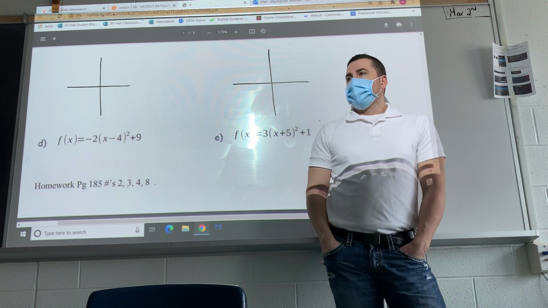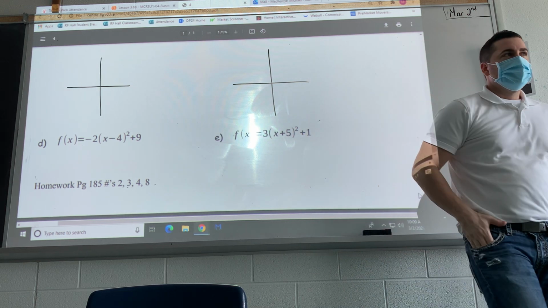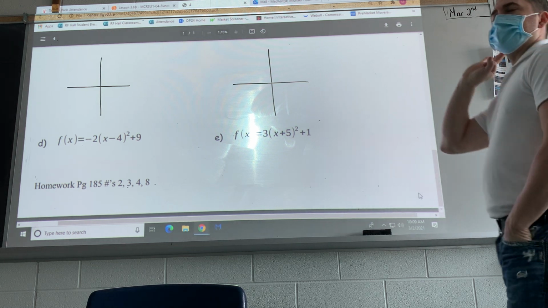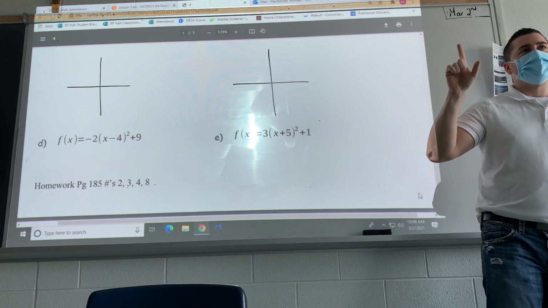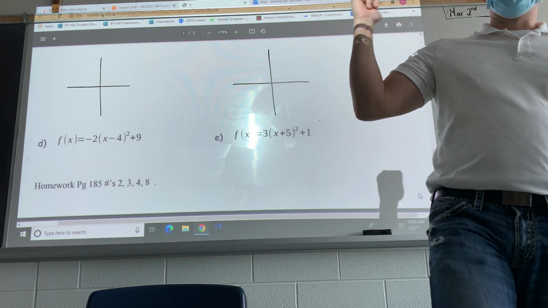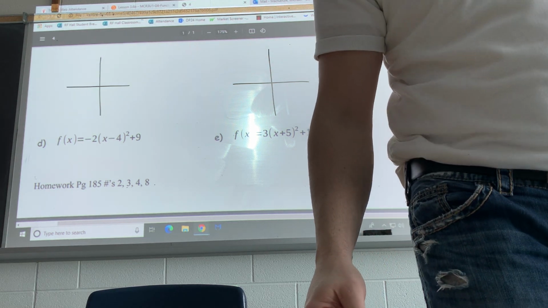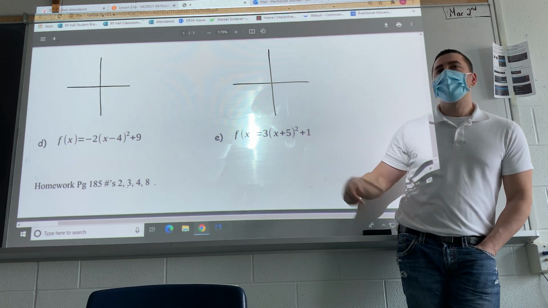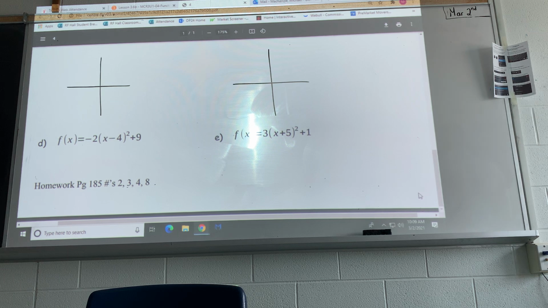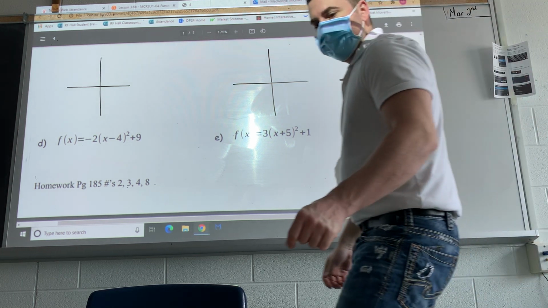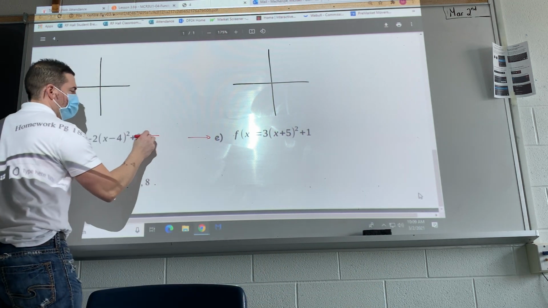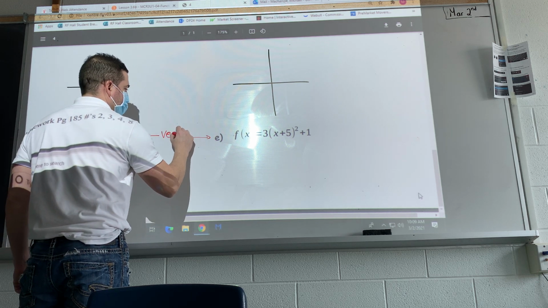Okay, what form are these equations in? There's 3 forms that you learned last year. I just mentioned all 3 of them. Which one is this one? You guys can answer at home as well. Vertex form, yes, good. So this is in vertex form. If it's in vertex form, we're going to do something else.